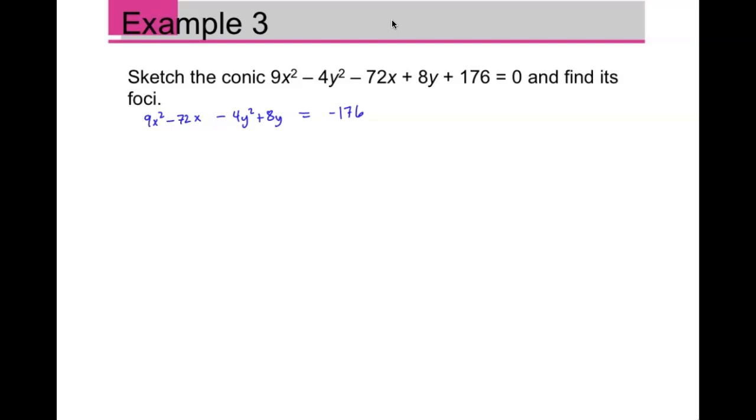Step two, we're going to group x terms in parentheses, group y terms in parentheses, and we're going to factor out the leading coefficient on the square term. So for the x terms, I'm pulling out a 9.